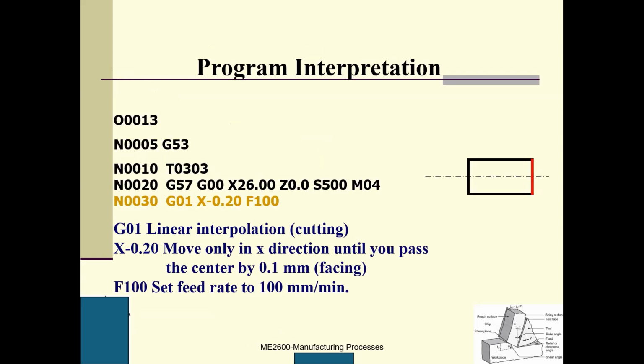Next one, G01. G01 is a linear interpolation, right? Linear interpolation, and this position in X, this is the X direction from my current position to my final position, and F is the feed, and the feed rate is 100 millimeters per minute. So this is the feed rate.